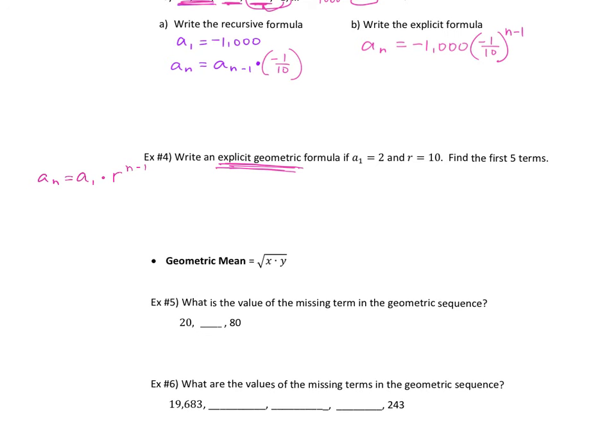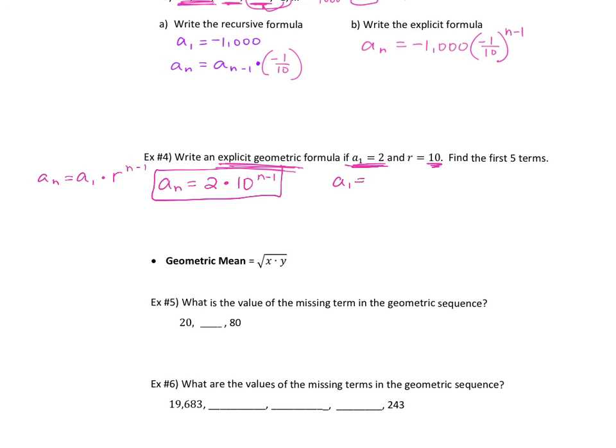So think about what they gave us. It says a sub 1 is 2. Okay, so we're going to say a sub n equals 2 times, and they gave us the common ratio, 10 to the n minus 1. Okay, so it asks us find the first 5 terms. Here's our formula. Now I can say a sub 1.